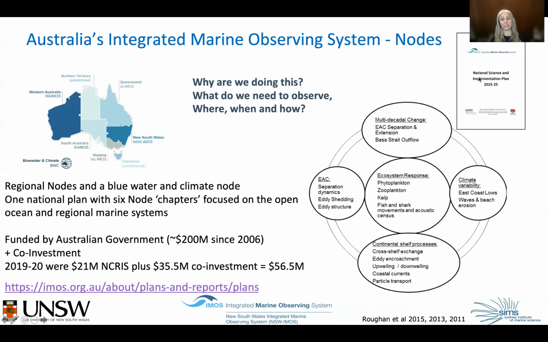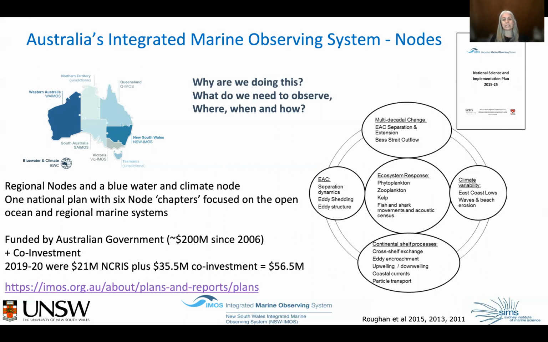We have a national science and implementation plan that we brought together in 2015. So it's one national plan, and there are 6 node chapters focused on the open ocean and the regional marine systems. We wrote our node science plans as regional nodes, and then we came together and looked at the similarities and the differences, and there were very few differences in the science questions.